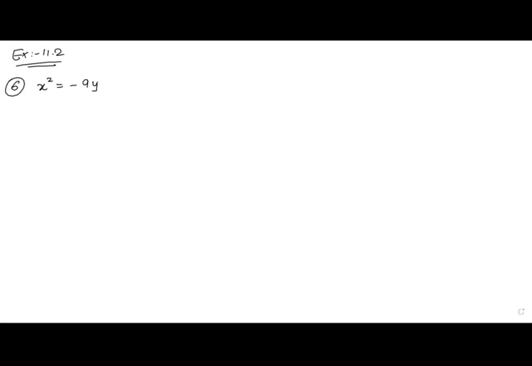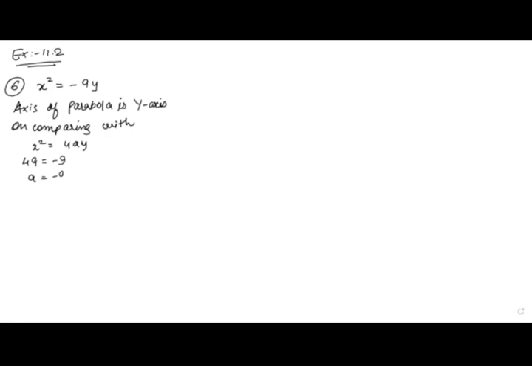So as you can see, the power of y is 1, so the axis of the parabola is the y axis. On comparing with x square is equal to 4ay, I will get 4a as minus 9. Therefore, a is minus 9 by 4. So focus is 0 comma a, so 0 comma minus 9 by 4.